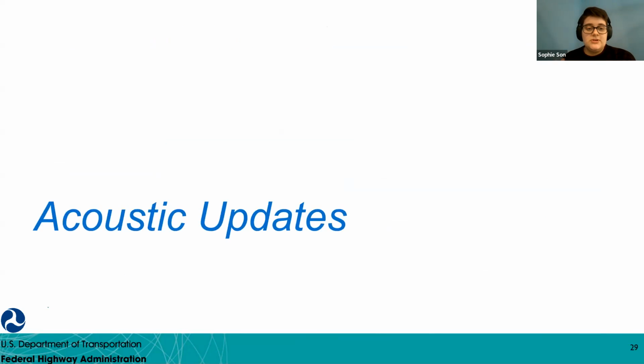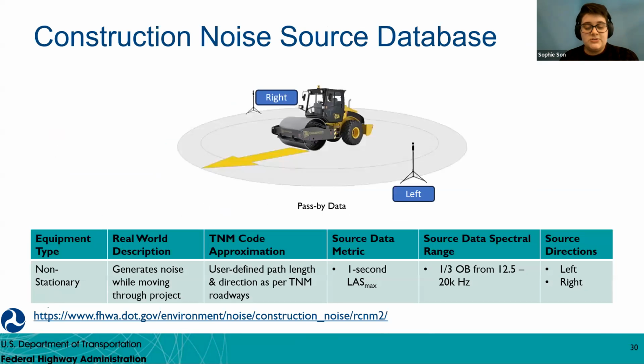So moving on to what has changed with the actual acoustics. For construction noise, we've got two new object types. First being a non-stationary equipment object. As you can see here, this roller is moving in this direction, and there are two microphones here, one to the left of that path of travel, one to the right of that path of travel. This is because in the source database, there are actually two spectra for each non-stationary equipment object to account for asymmetrical emissions due to things like mufflers, generators, anything that may be unequal on either side.